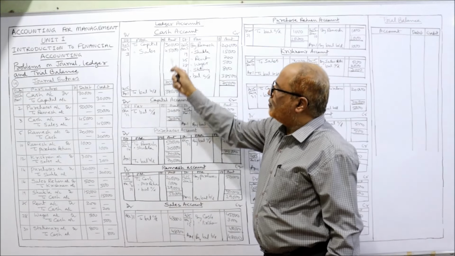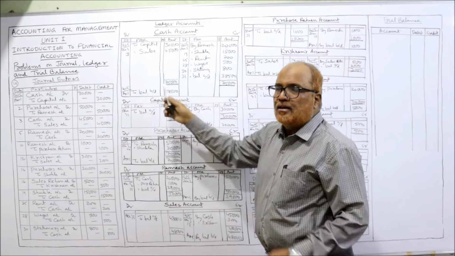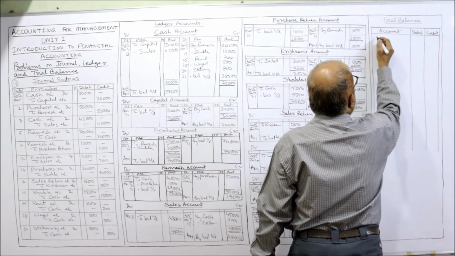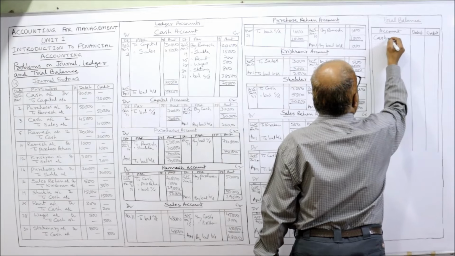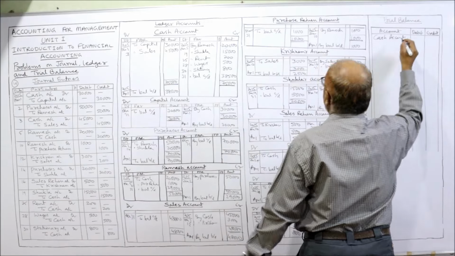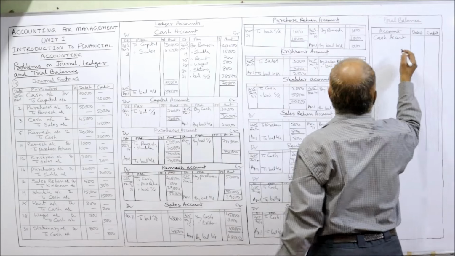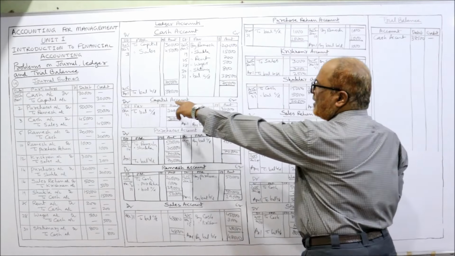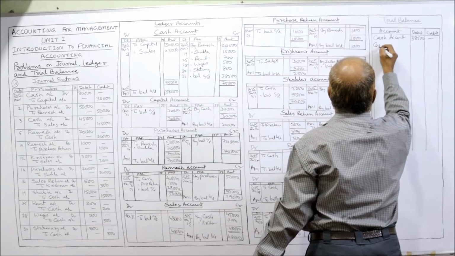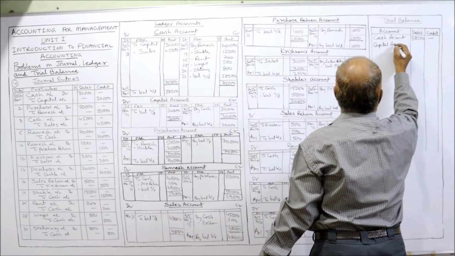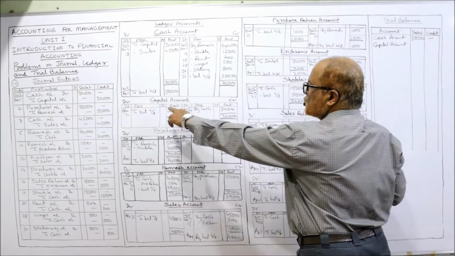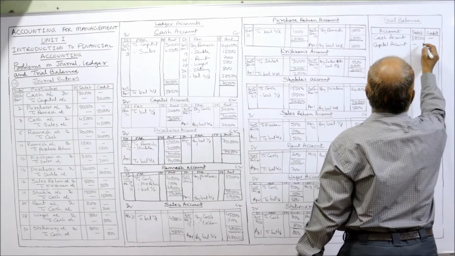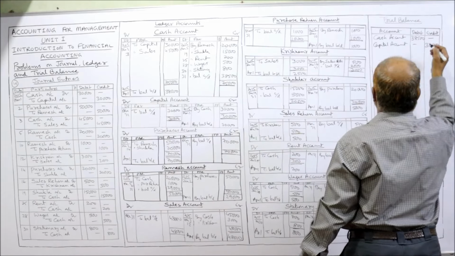First of all, cash account brought down balance, debit side. So here the trial balance is there: account, debit, credit. First I am taking cash account. Cash account shows a debit balance of 38,500. Second account, capital account. Capital account is showing credit side by balance brought down, 30,000. So credit column 30,000.